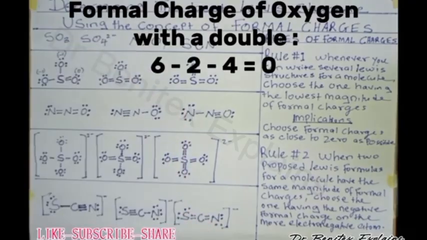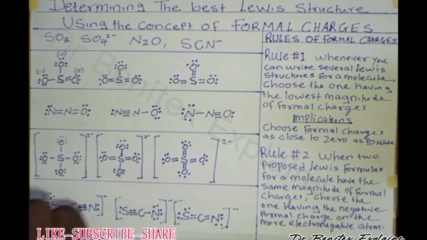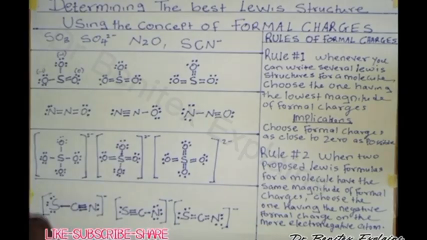Now don't forget, when you sum up all the formal charges you've calculated, it should give you the total charge on that particular species. For example, the total charge on SO₃ is equal to 0. So if you add up all the formal charges here, it should give you 0.